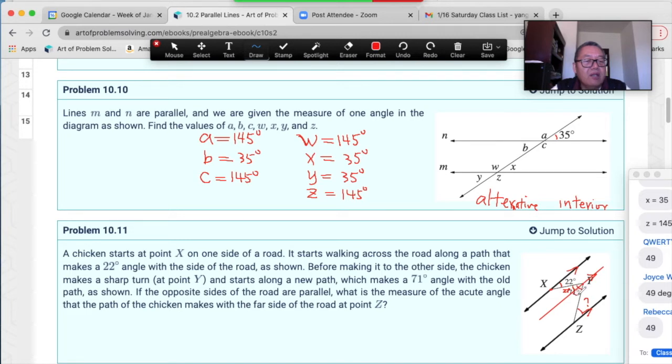And this angle will equal 71 degrees minus 22 degrees. That should equal 49 degrees, right? But this angle will equal this angle because these two angles are also alternative interior angles. So that means this angle should equal 49 degrees. Okay, so the answer for this one is 49 degrees.